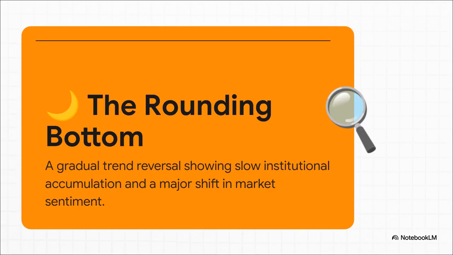And for our third pattern, we have the rounding bottom, sometimes called a saucer. And if you thought the cup and handle was about patience, well, this one is the absolute masterclass. This represents a slow, deliberate, methodical shift in market sentiment from total pessimism all the way back to optimism, and it can take many, many months.